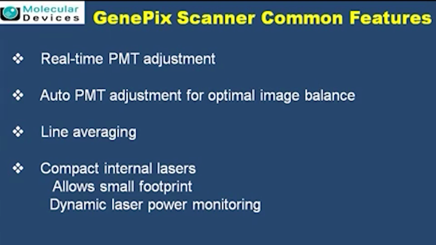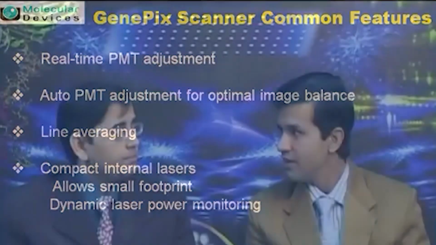And then auto PMT adjustment: for those who are not real buffs of looking at how to control them, we have given an auto PMT option. This auto PMT option allows Acuity to get the best output, but GenePix Pro allows multiple scans by itself, so the best PMT suitable for one application can be seen immediately. Now, I am a user of the 4000B, so I would like to know a little bit more about some of the features of this 4000B, which is a more classical scanner.